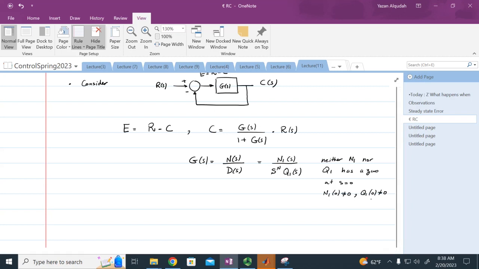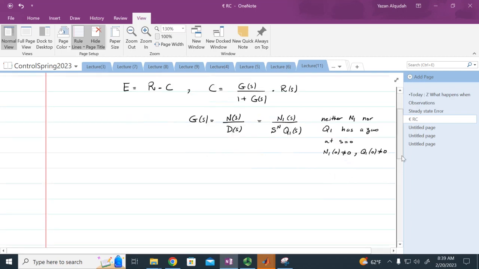I have G of S, polynomial over polynomial. I'm going to take from the numerator and from the denominator any term that is S. I'm going to take it as a common factor. If there is anything in the numerator, I'm going to cancel it with the denominator. I'm going to end up with S to the power of N. Did anybody understand anything? No. So let's see what this means.